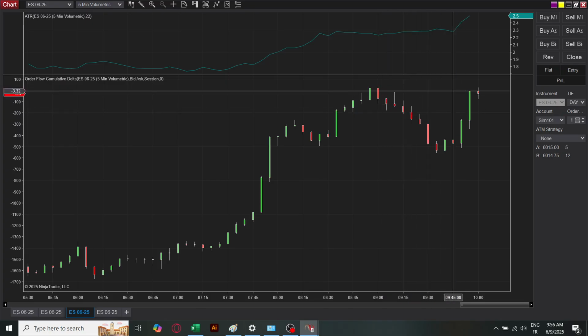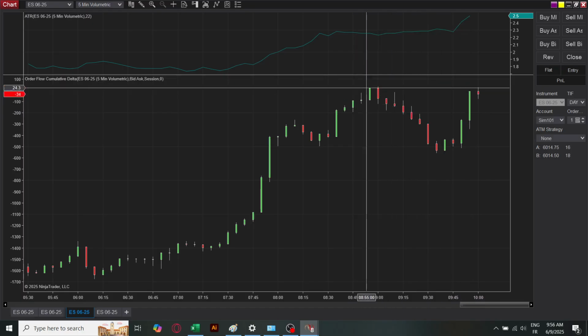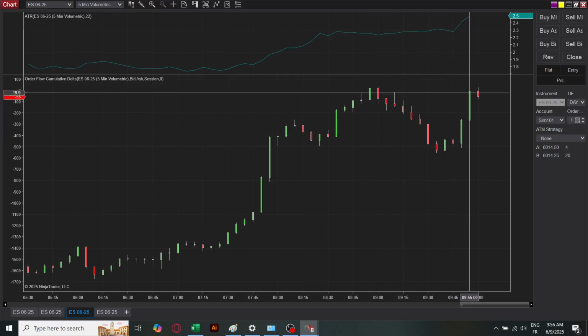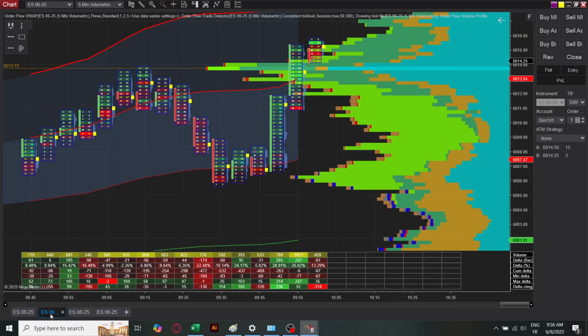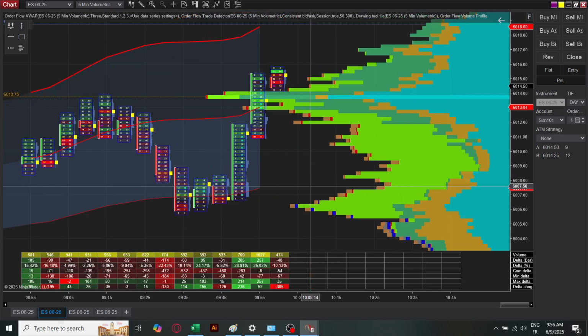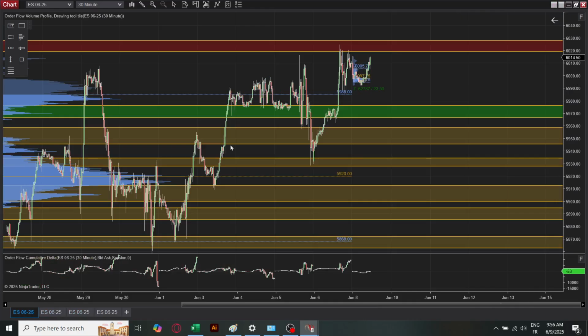So if there is a rejection at this level, then we can clearly see that the institution that drove the price here is willing to short from here. So price is not always, let's say, the thing that reacts to market structure. And I'm just waiting for price to come back over here.